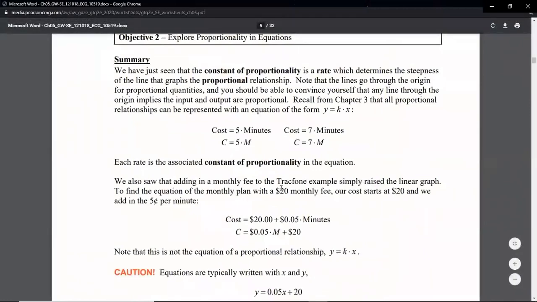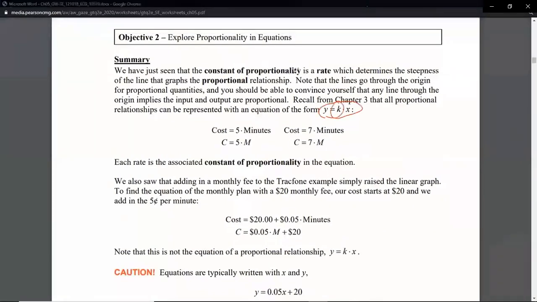Constant of proportionality is a rate. That's something that we have discussed before. A constant of proportionality is a rate. This is what, back when we were talking about that y equals kx stuff, k was the constant of proportionality. And it would always have a per in it. So 5 per 1, $5 per 1 ticket, something like that.